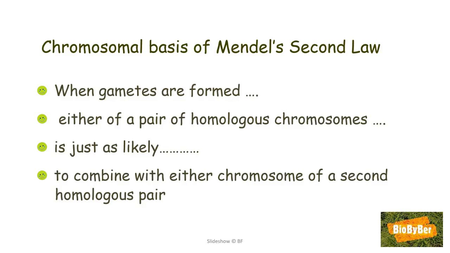Stating the facts, the chromosomal basis of Mendel's second law is that when gametes are formed, either of a pair of homologous chromosomes can wind up in a gamete with either of the other pair. So our pair of homologous chromosomes was big T, small t. Either of them, the big T or the small t, can wind up with either chromosome of the second homologous pair. So in other words, the big T or the small t can wind up with the big Y or the small y in the second pair.